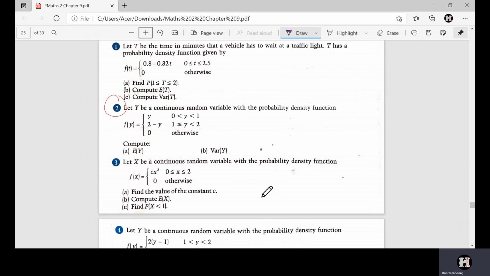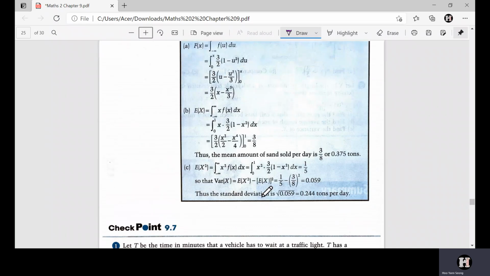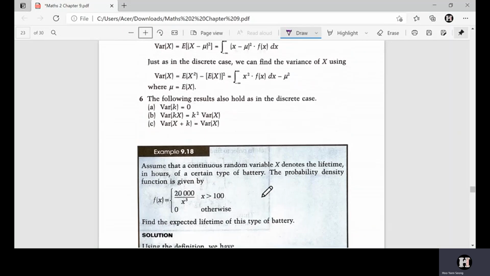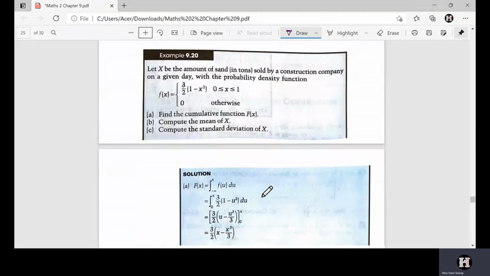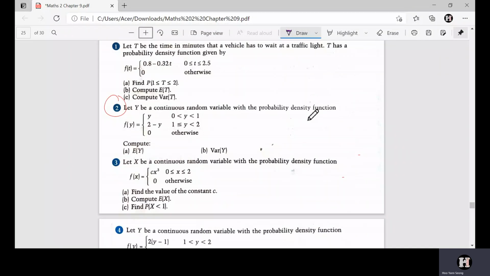For this example, one thing I want to tell you is, if not mistaken, I've forgotten which example it is, which is not a cumulative, not a proper density function, because you cannot get the sum at all. The sum is not equal to 1.